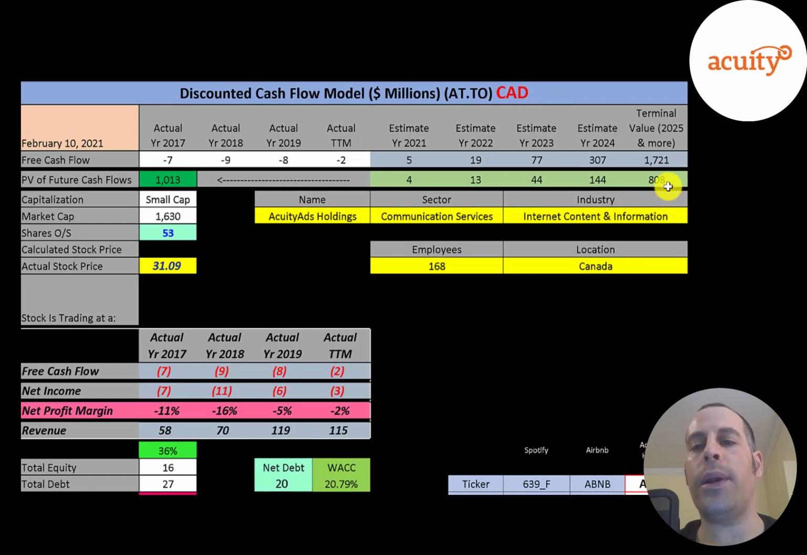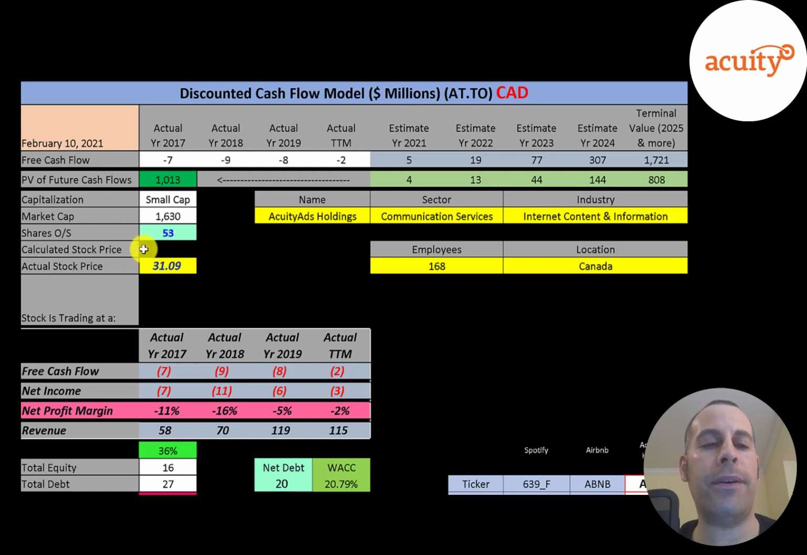We estimated 4 years of future free cash flows. We also estimated a terminal value, which is all cash flows past year 4, that's $1.7 billion. We discounted those numbers back to today using the weighted average cost of capital. We get a value of the company of $1 billion.